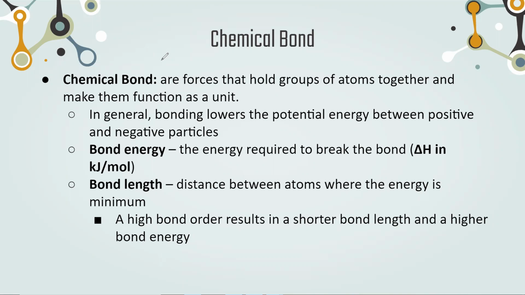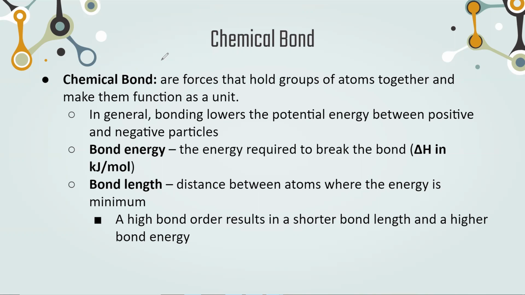So why would that happen? Why would two atoms want to be bonded together? Well, bonding lowers the potential energy between positive and negative particles. So if something's going to lower potential energy, that's going to be a more stable state, because as we learned in regular chem, high energy states are more unstable and lower energy states are more stable.